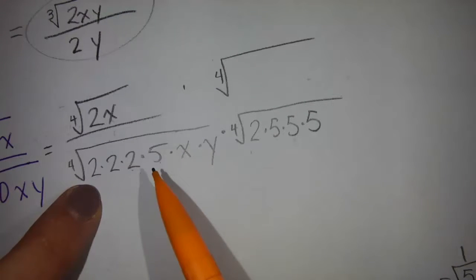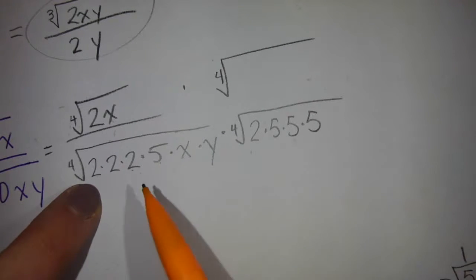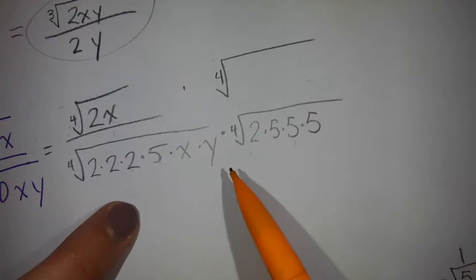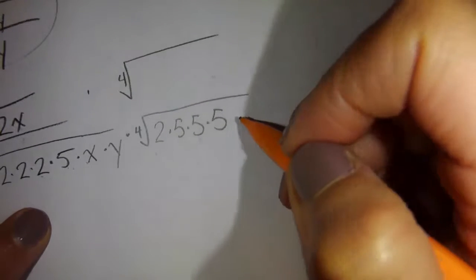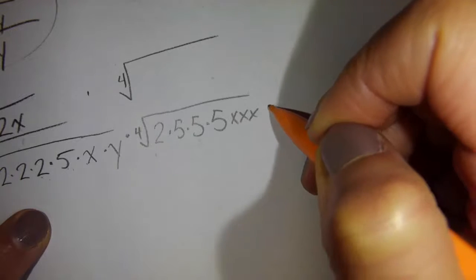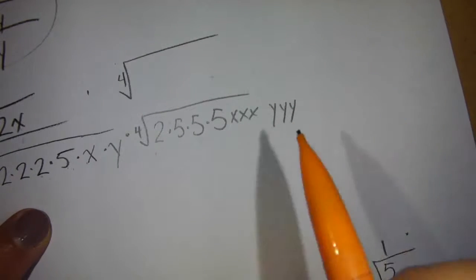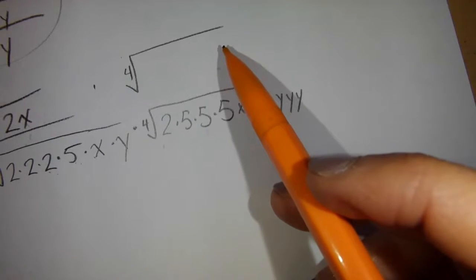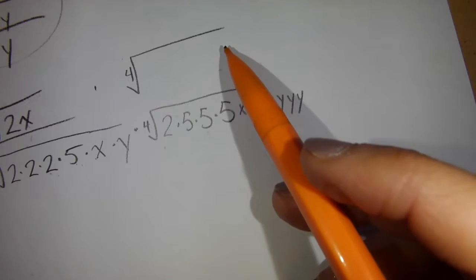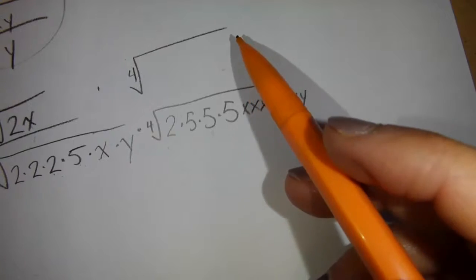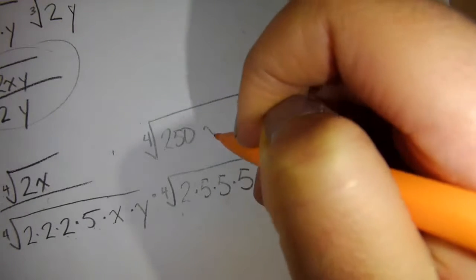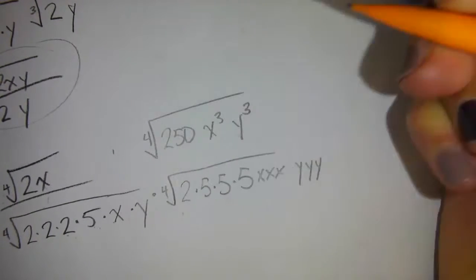Keep in mind you want to have 4 of everything to get the whole thing out of the root. If we don't do the 5's, we would still have a 5 in the root. So I have 1 x, I need 3 more x's, and I have 1 y, so I need 3 more y's. So whatever I do down here, I have to do up here. So 125 times 2 would be 250. And then x to the third, y to the third.